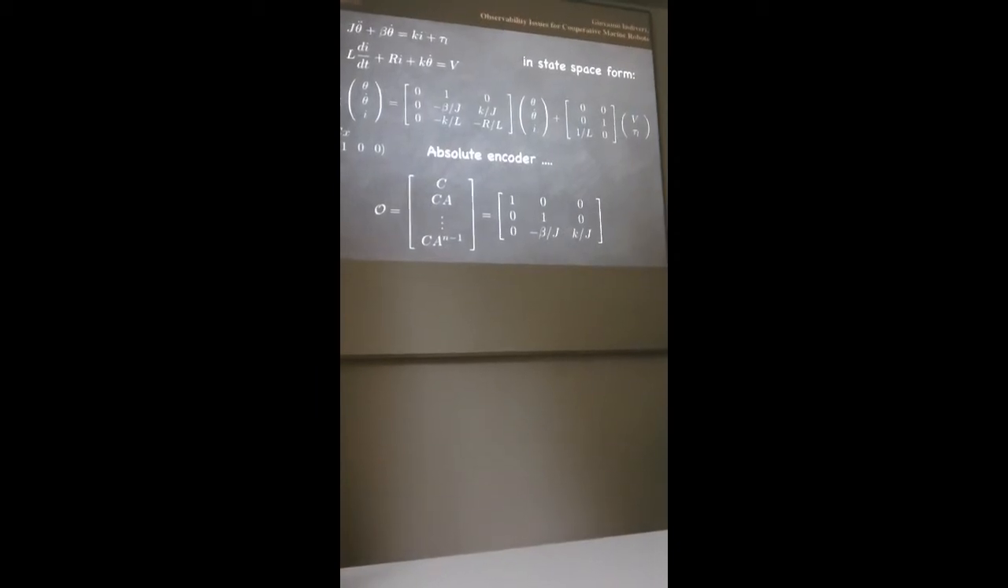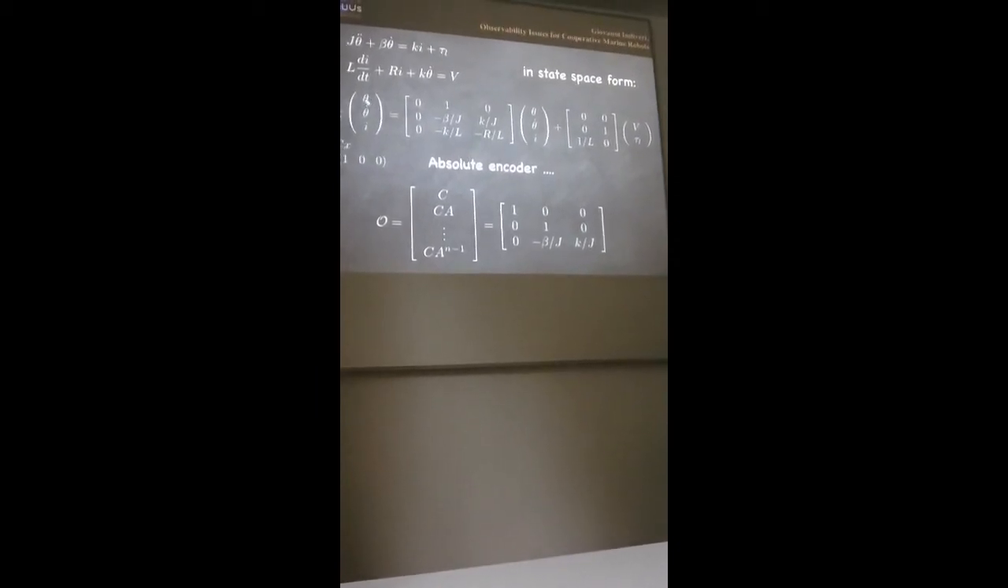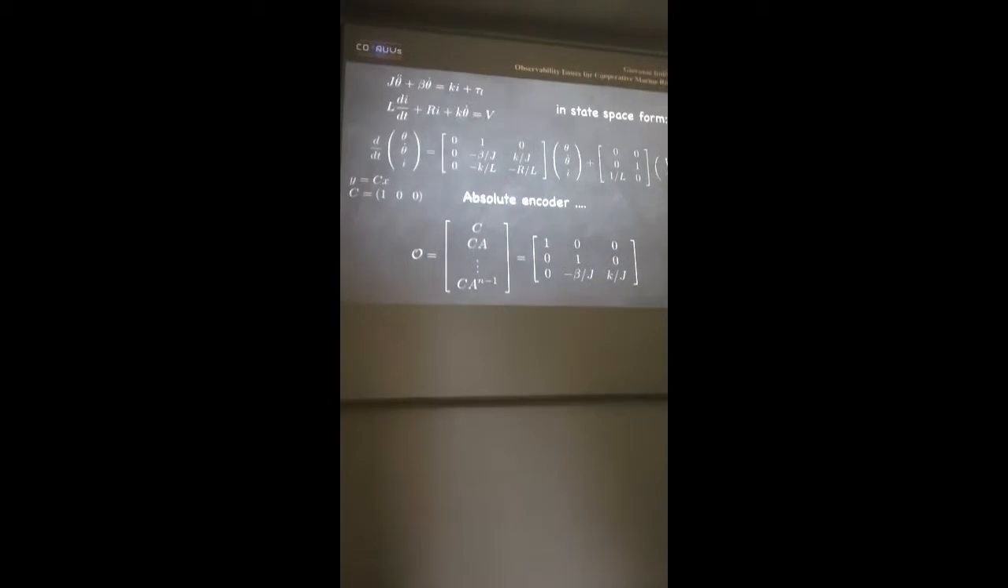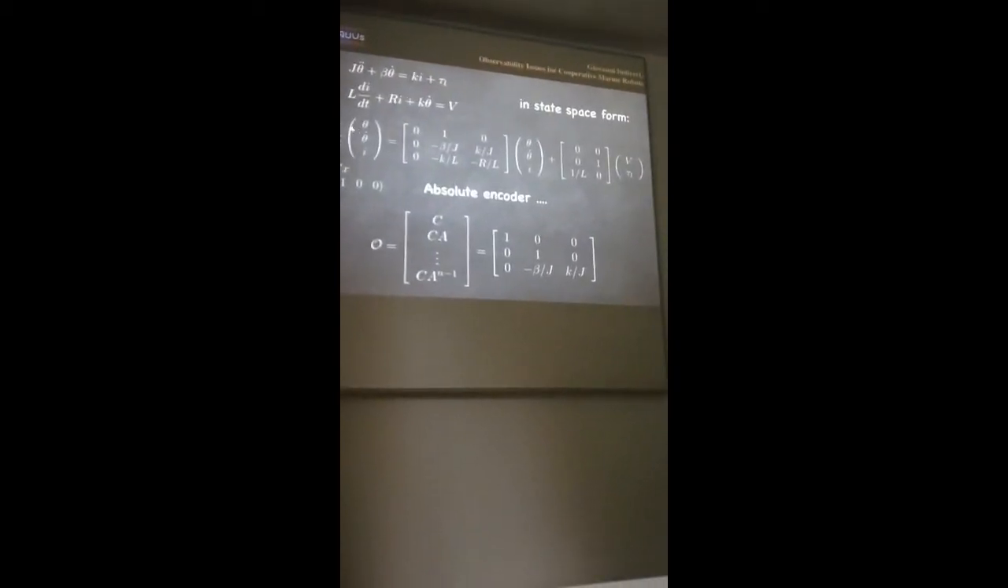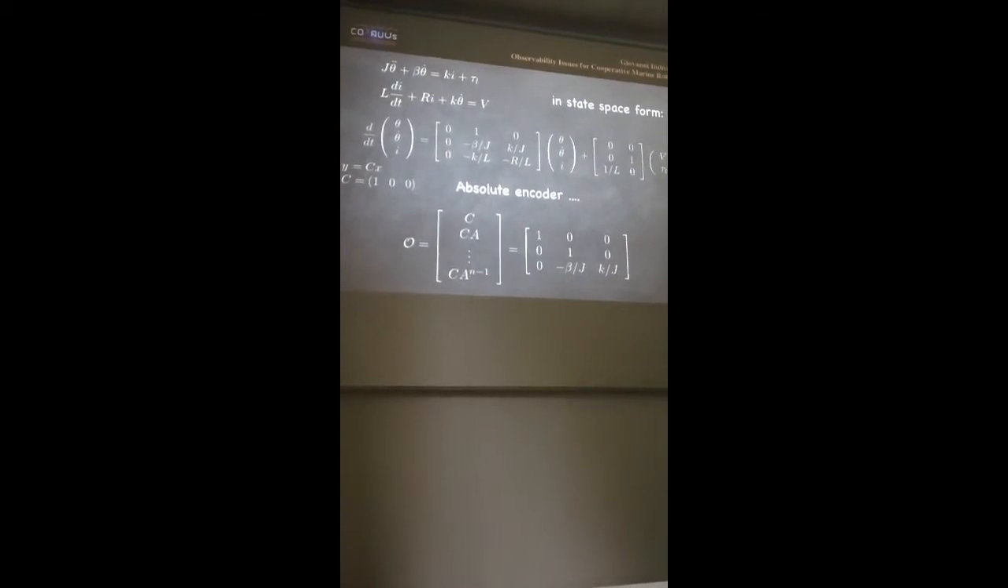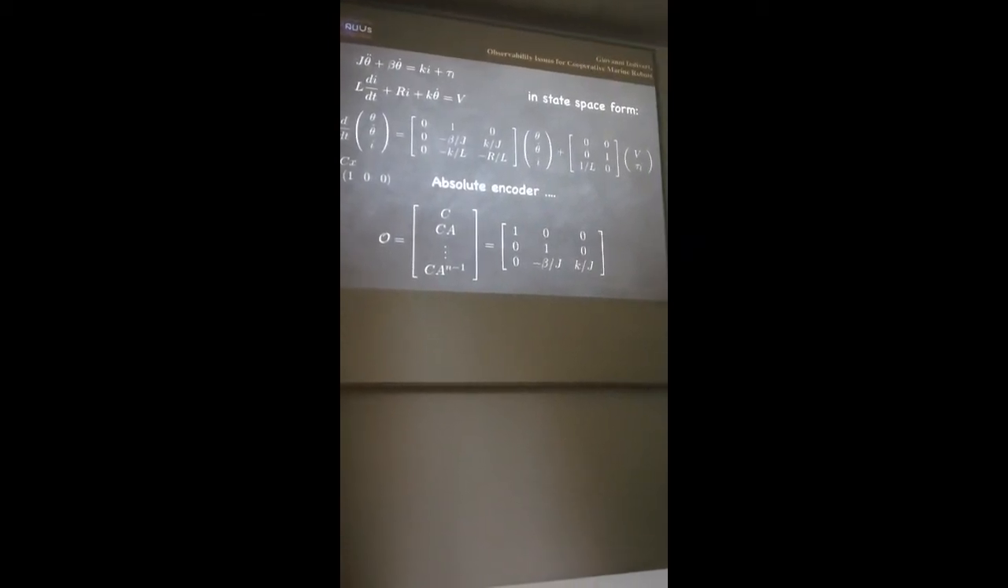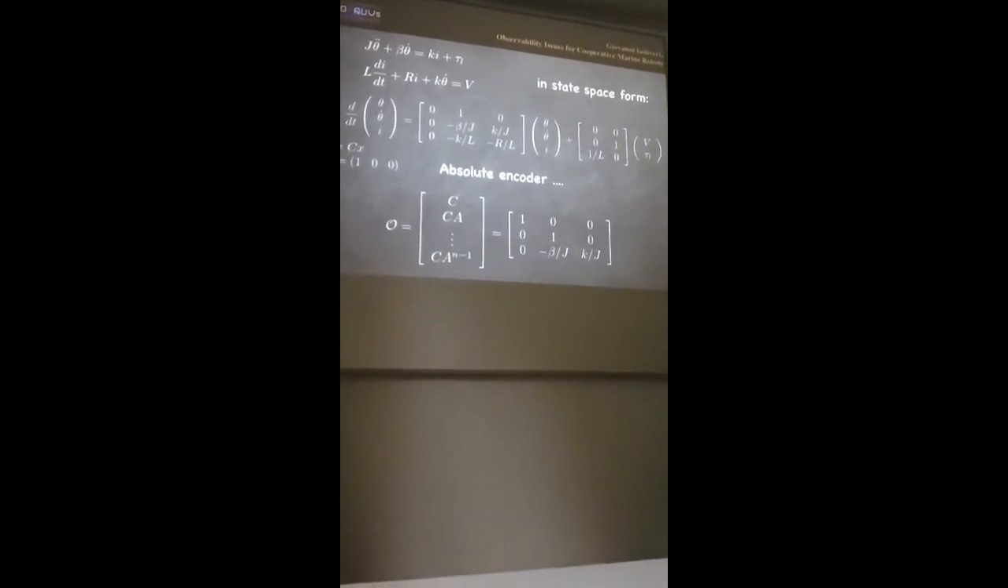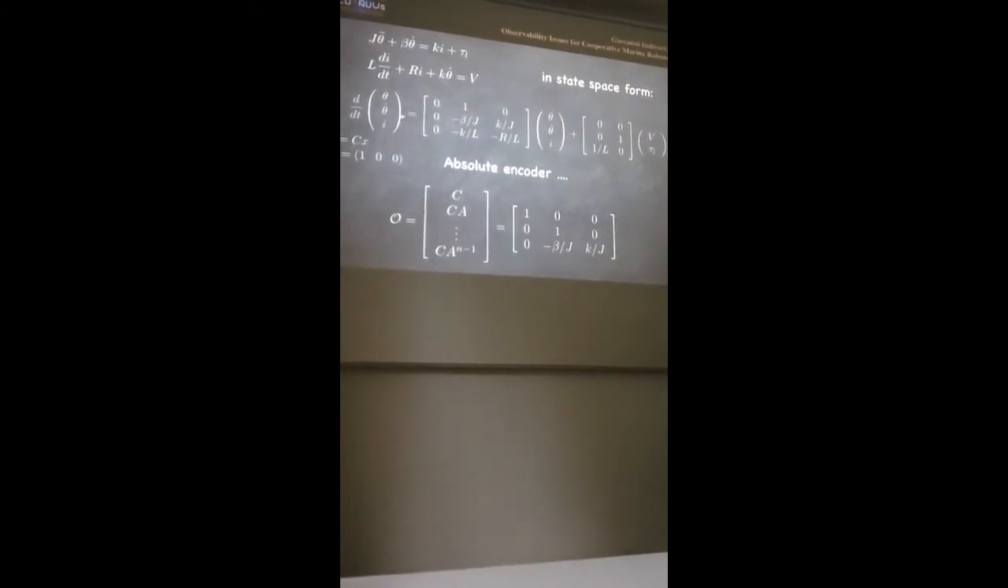I can measure the full state. I can estimate the position. That's obvious because I'm measuring the position. I can estimate the velocity. That's also kind of obvious because if you measure the position, you can also estimate the velocity, right? It's just a derivative. But it's also telling you that I can measure the current.